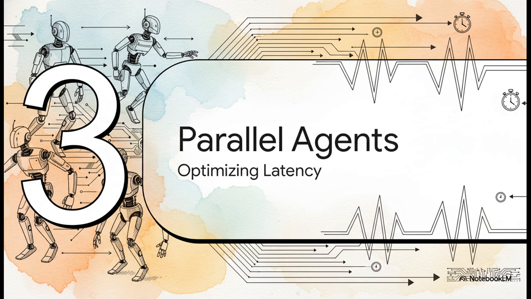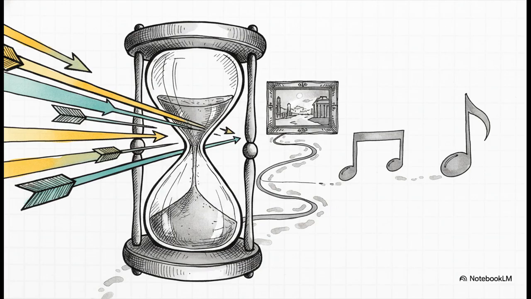But, as always in engineering, solving reliability introduces a brand new problem. Which brings us to our next scaling challenge, Section 3, Parallel Agents and Optimizing Latency. Okay, let's paint a picture of our app running in production.